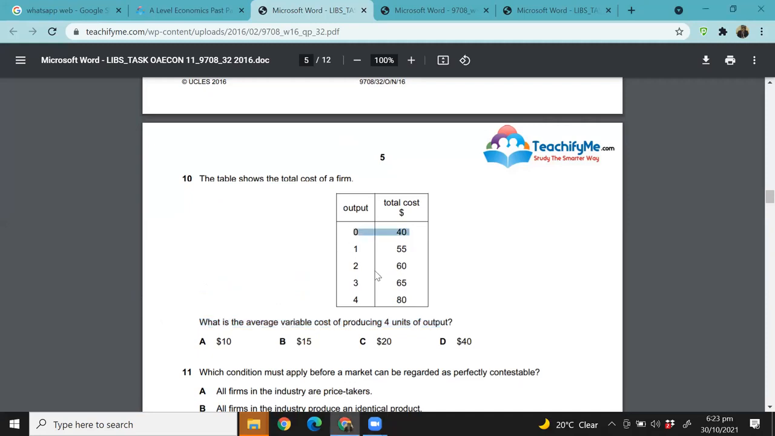you could see that your total cost was 40. So this means that fixed cost is 40. So at 4 units, 80 minus 40 is 40. And 40 divided by 4 is 10. So average variable cost is 10.